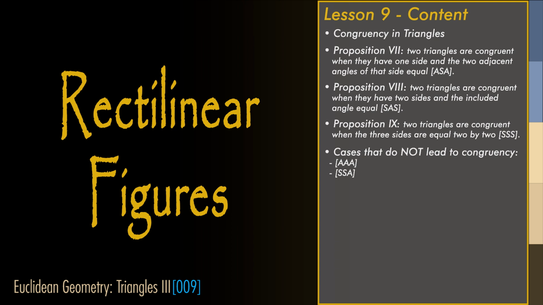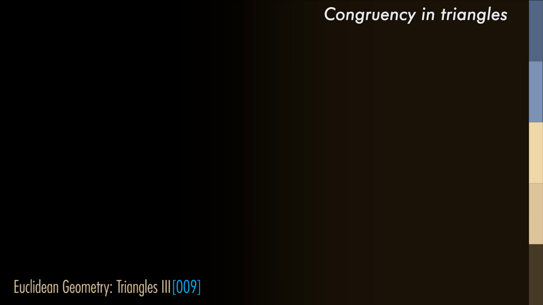Hi, welcome to the Euclidean Geometry 101 course. Part 3 in the chapter about triangles now. This time we will be discussing congruence in triangles and we will prove the propositions regarding the congruence cases. These are very important propositions that we will be using a lot in other proofs.